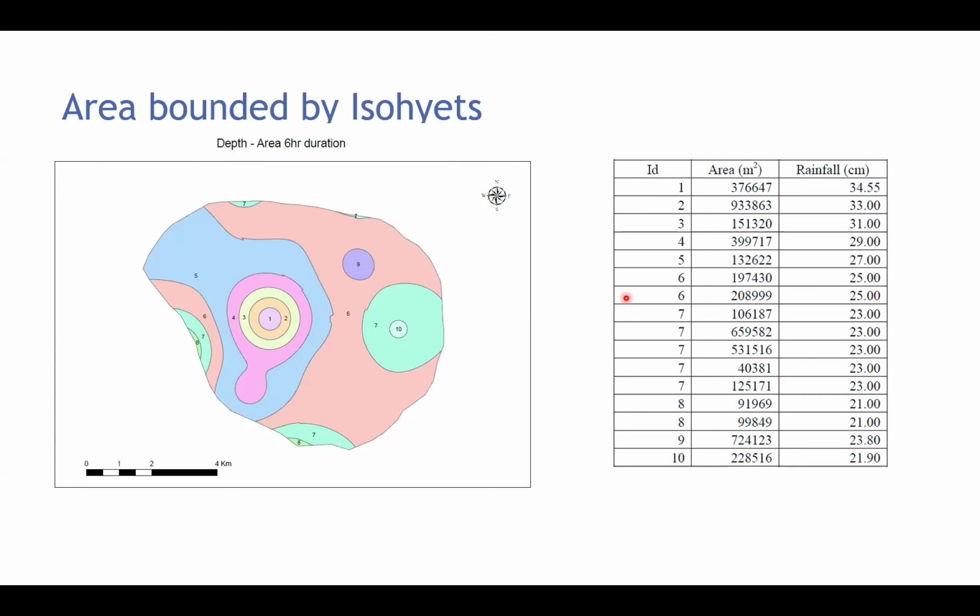Now, if I want to do this computation, first of all, I need to have the area, right? Area of these polygons. So from the isohyetal map, what I can do is just convert that into polygons, and I've given some IDs to each polygon, and for each polygon I can get the area. So here, polygons with the same amount of rainfall have the same IDs. Okay, you can see here. So therefore, I can actually prepare the depth area duration curve. Okay, so how much depth, how much area, right?